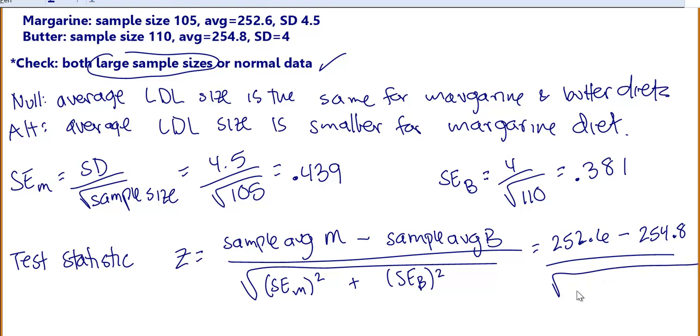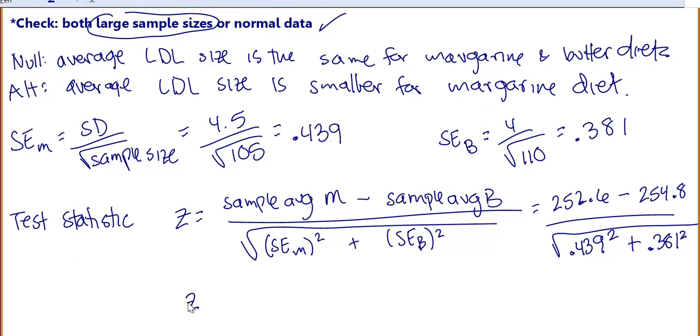So standard error for margarine we said was 0.439. So we need to square 0.439 and square 0.381, and then we add those two together. And once again, make sure you can put this in your calculator. You're going to need parentheses around everything on the top, as well as parentheses around everything inside the square root. Or you can always do the top and bottom in separate steps if that's easier.